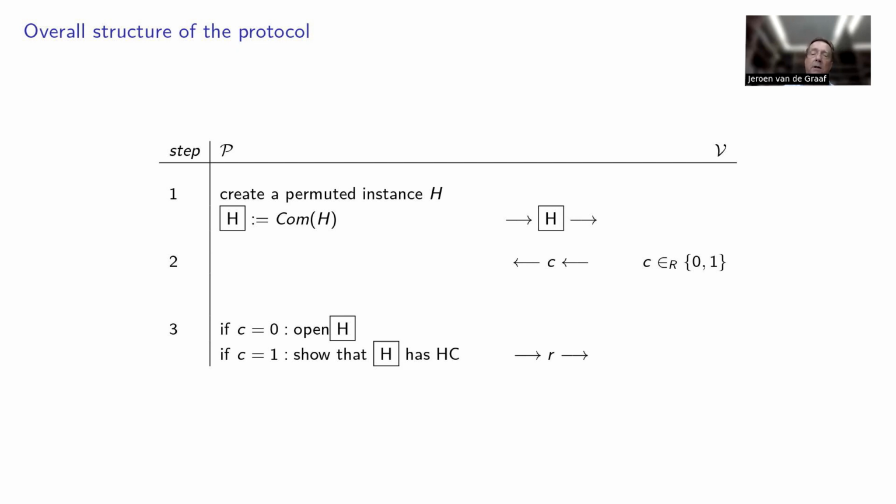Now the verifier is going to flip a coin, 0 or 1, and if the coin is 0, then the prover must show that the permuted instance was indeed created correctly. If the coin is 1, then the prover must show that the permuted instance also has a Hamiltonian circuit. So that's the overall idea. This is a very general construction.